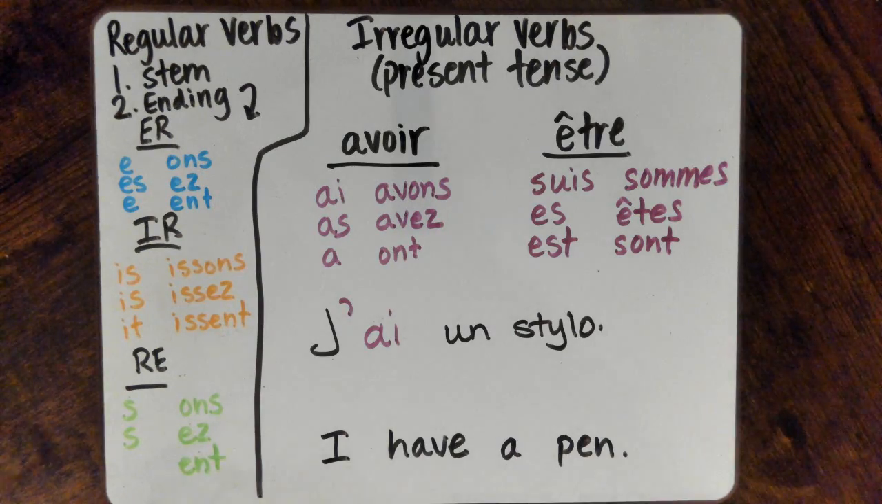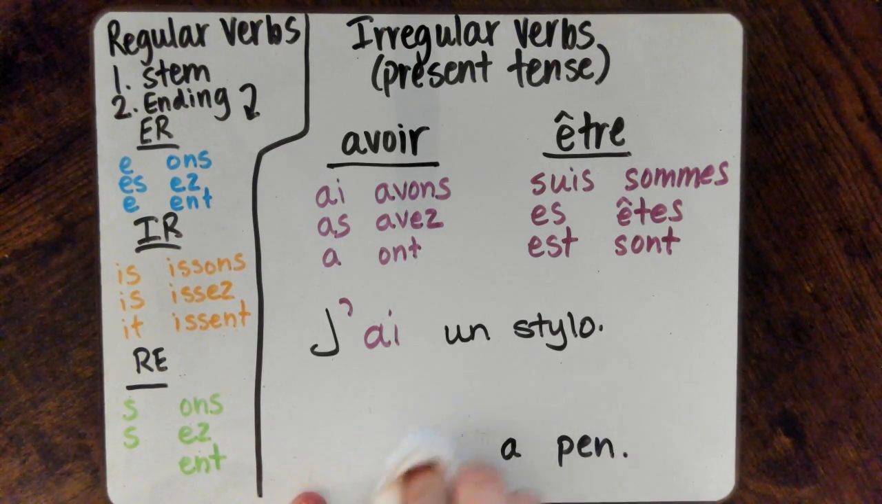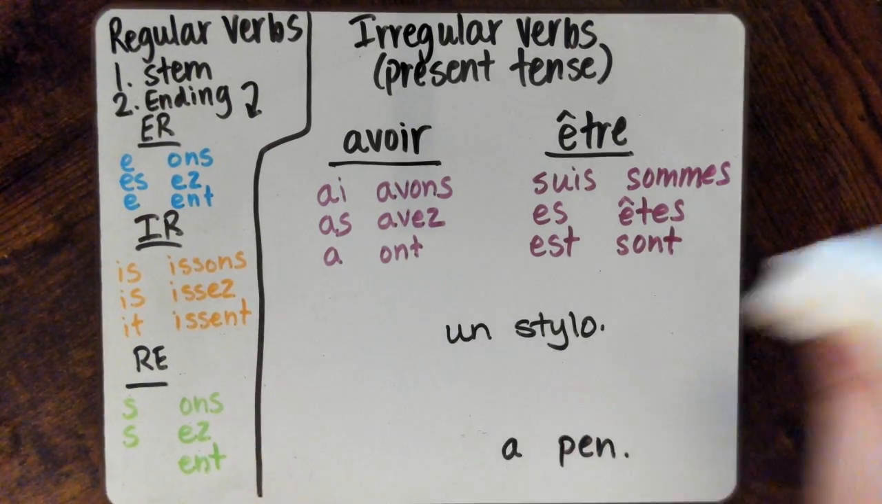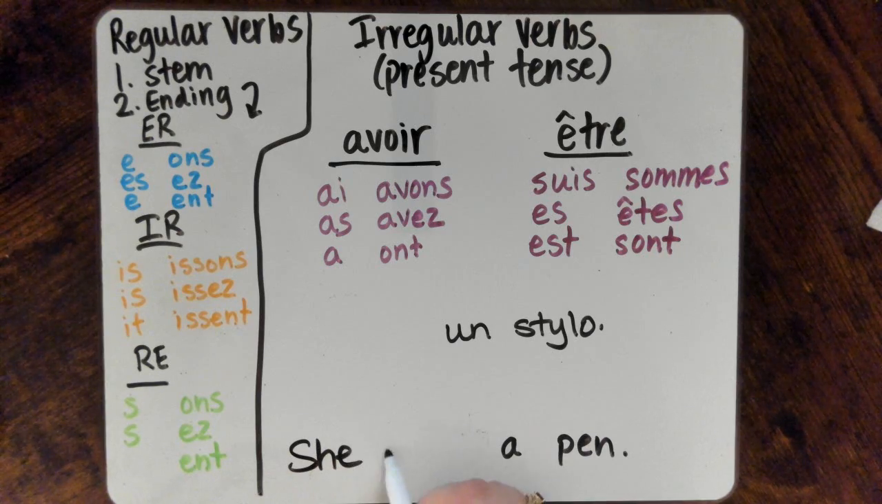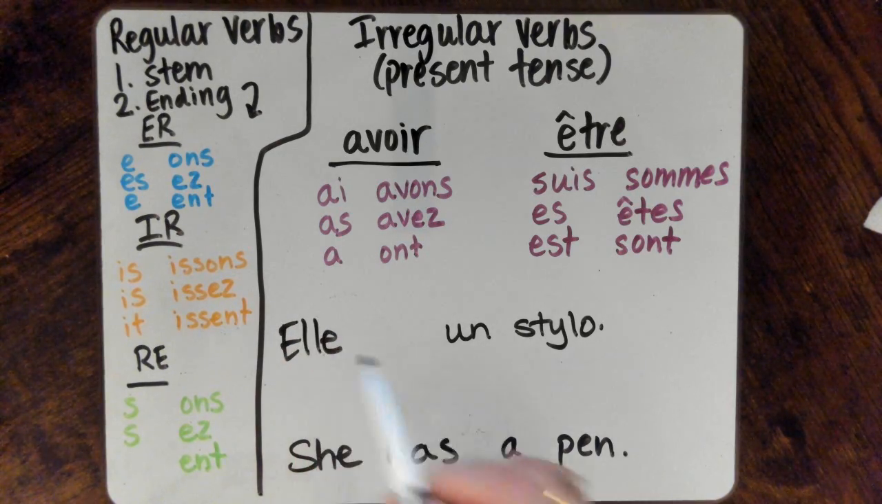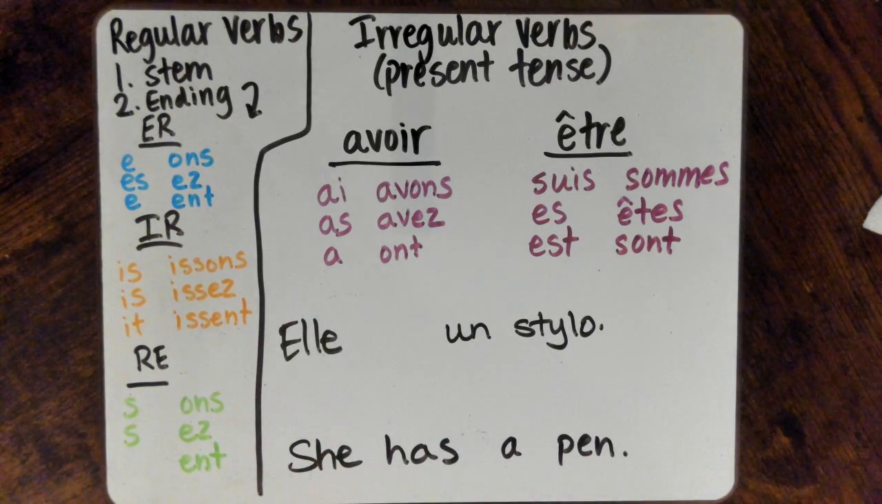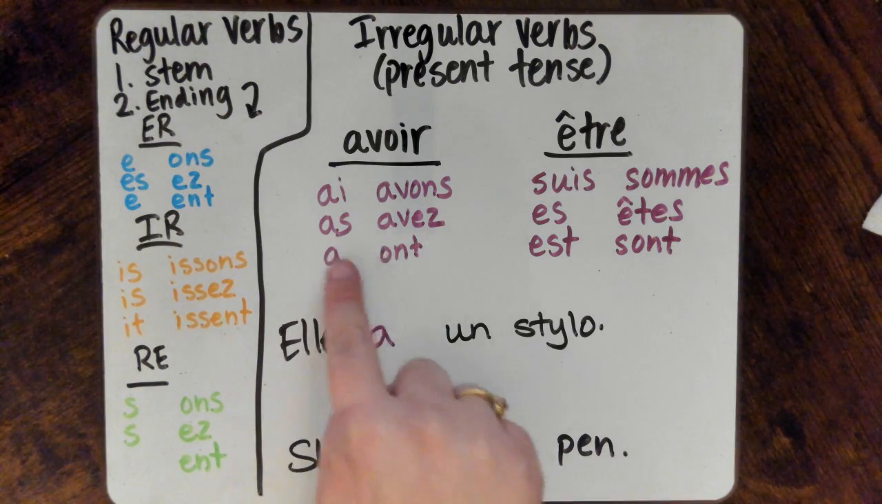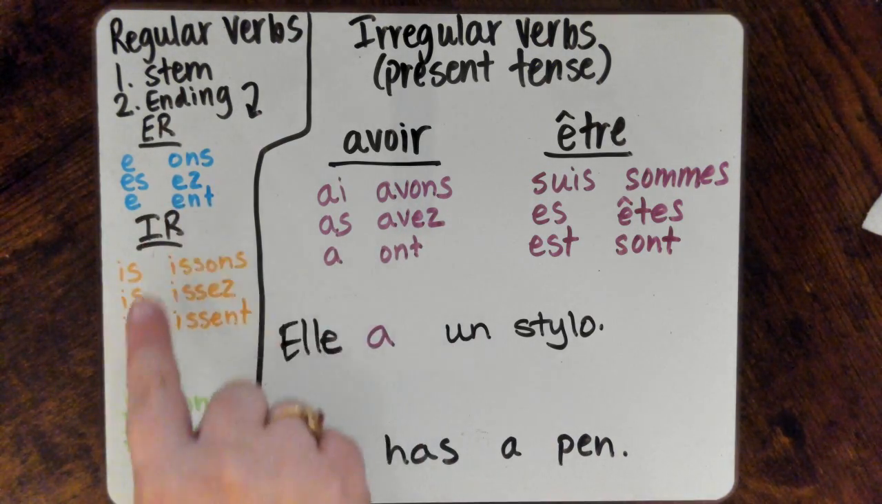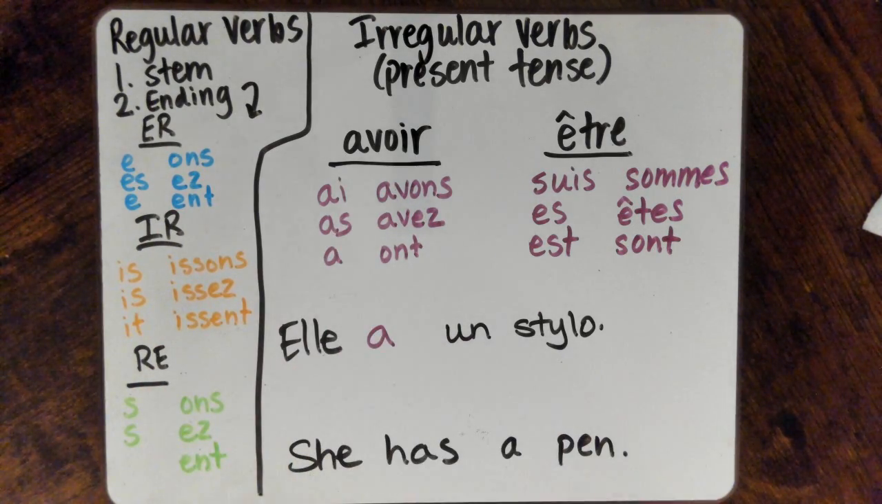Okay. What if I wanted to change this to she has a pen? Well, we would say elle, because that means she. And then you'd have to go over here and find the conjugation that matches with elle, which is a. Elle a un stylo. Okay, so irregular verbs, there's no stem and there's no ending. There's just the verb the way it is. Okay, so that's why I just pulled these directly from here. These are not endings. These are endings for regular verbs. These are just the verb itself.